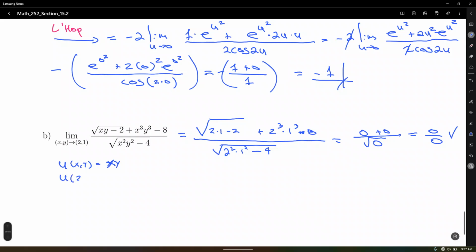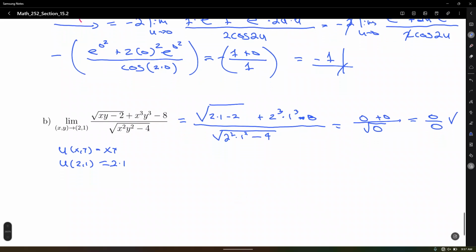So in this case, u of 2 comma 1 equals 2 times 1, which is 2. So I'm going to write the limit as u approaches 2 of the square root of u minus 2 plus u cubed minus 8, divided by the square root of u squared minus 4. Where did I get this u cubed and u squared? Because if u equals xy, square it to get this term right here and cube it to get this term. That's what our substitution leads to.